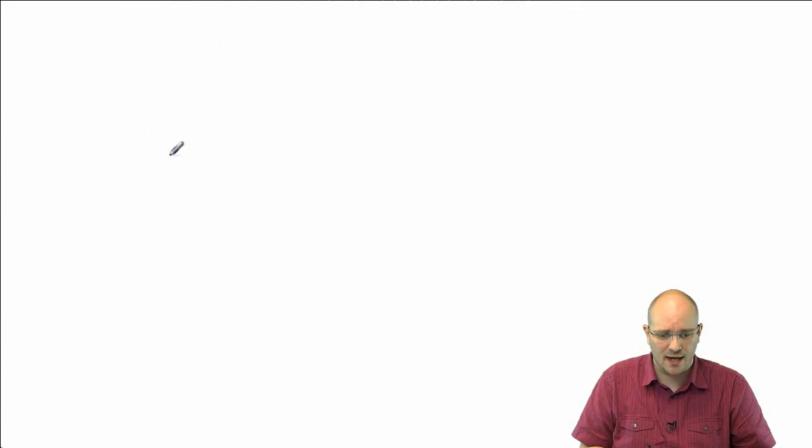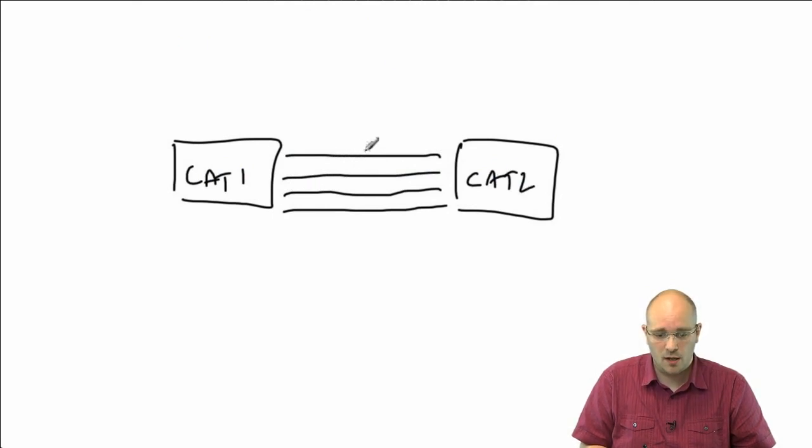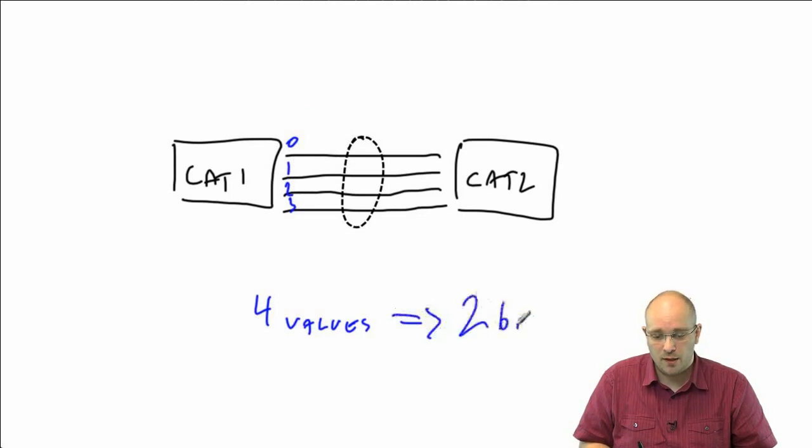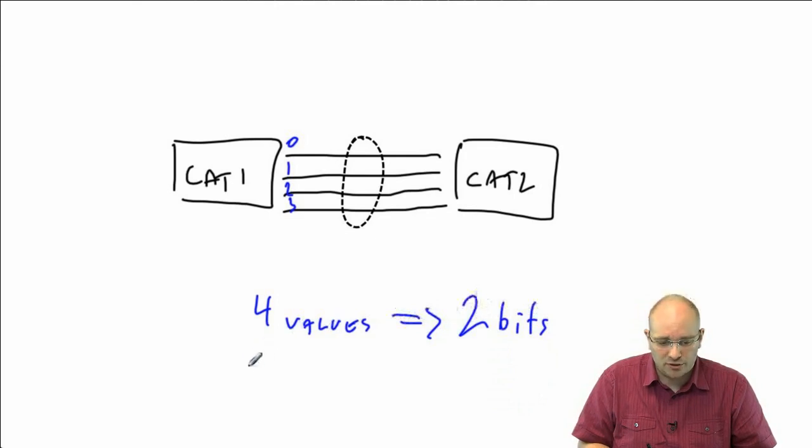What if we had, say, 4 links in our bundle? So here I have my Cat1 and Cat2 interconnected using EtherChannel with 4 links. Again, let's call these links 0, 1, 2, and 3. So here I have 4 possible values, which means that I need 2 bits of information to make the determination. Why? Because these are the possible values for these 2 bits.